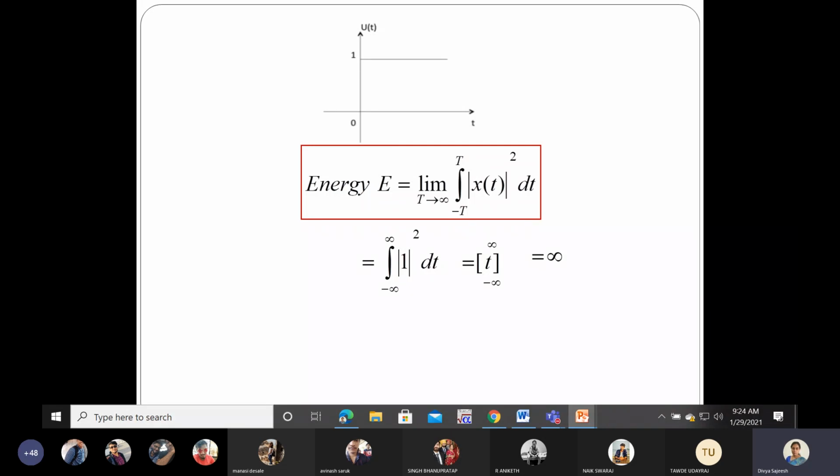So the energy contained in the signal is infinite. Is it an energy signal? No. If the energy contained in the signal is infinite, can I call it an energy signal as per the definition?